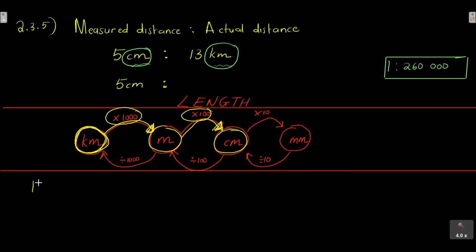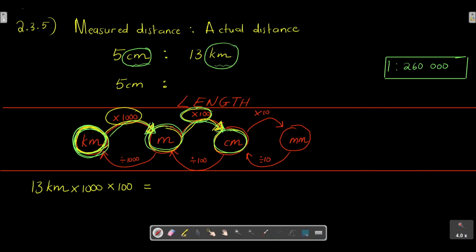So you'll take that 13 kilometers. We are here, we want to go to centimeters. So if you want to go from kilometers to centimeters, you will take 13 multiplied by 1,000. That will put us at meters. Then we will multiply by another 100, and that will put us at centimeters. So we multiply by 1,000, then by 100, and that will give us the units in centimeters that we want, because we are trying to convert to centimeters.